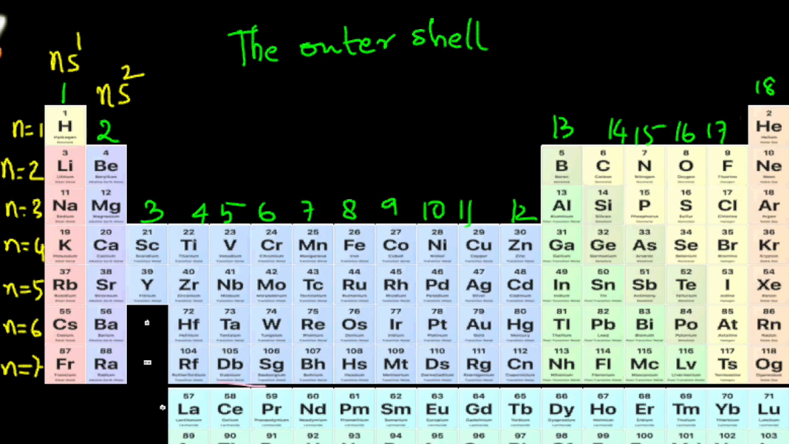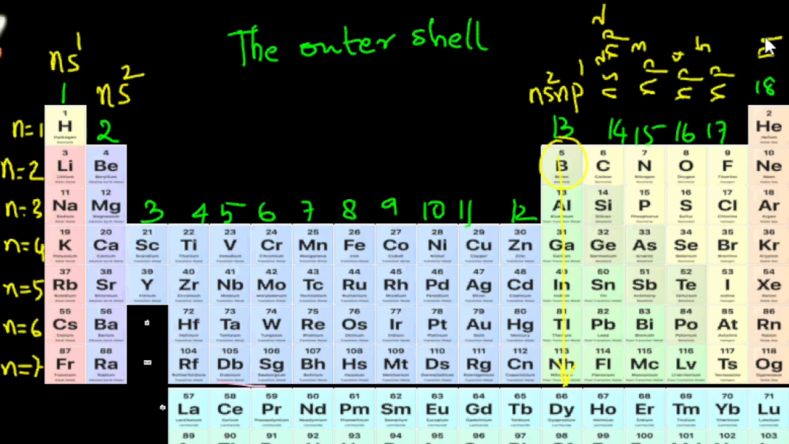Now, we know that in period 2, 2d doesn't exist. So after s, we go on to group 13, which is the beginning of the p block. It would have the configuration of ns2 np1. So you can pause the video and write the electronic configurations of boron, aluminium, and gallium to clearly understand the same. Similarly, group 14 would end with ns2 np2, and so on, where one electron would increase in the p orbital, moving up to group 18 with ns2 np6.